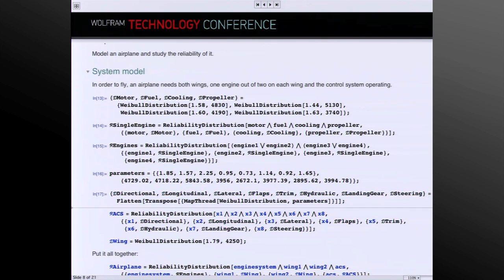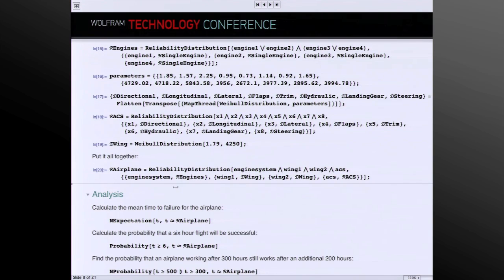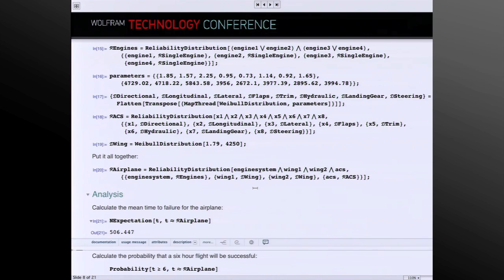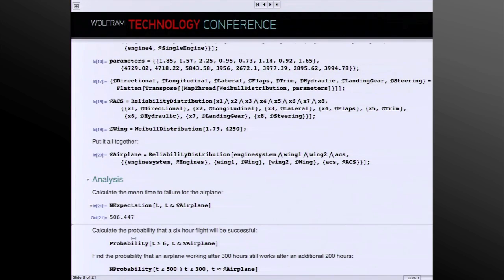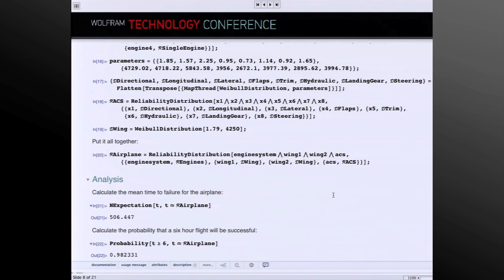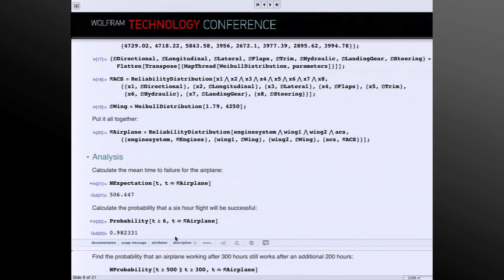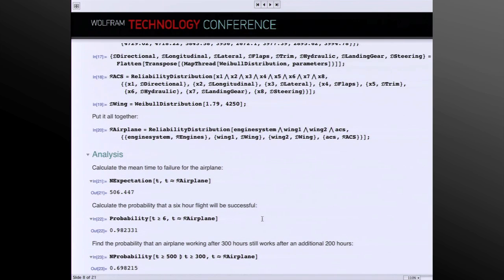So I bake all these guys together into one big reliability distribution, and then I'll calculate the reliability for that big distribution. And in this way, I can calculate typical things like mean time to failure, or this morbid reliability for a 6-hour flight being 98% there, as well as conditional probabilities.